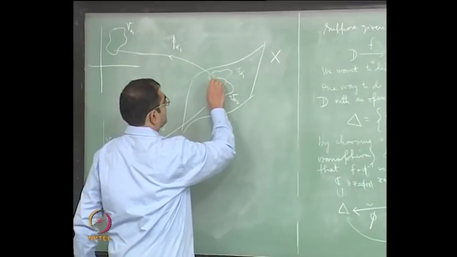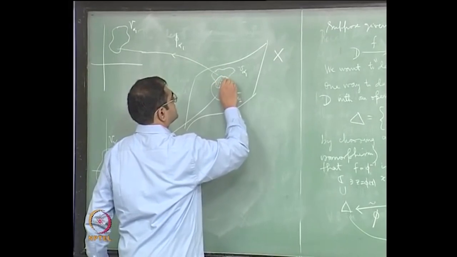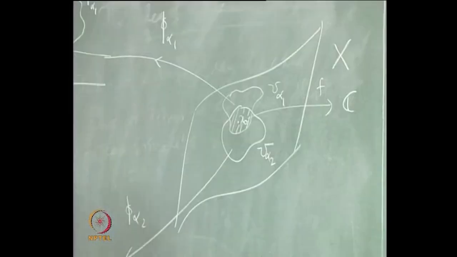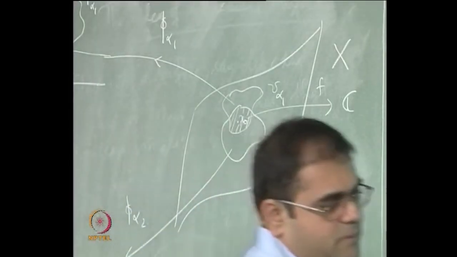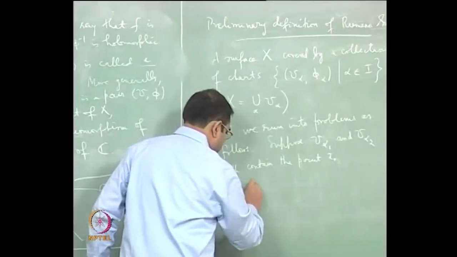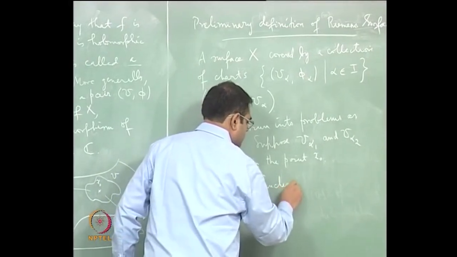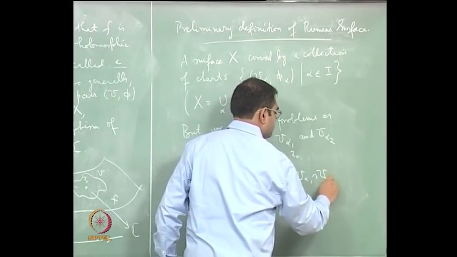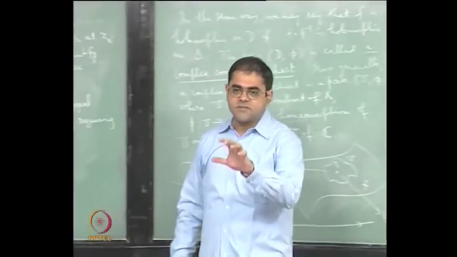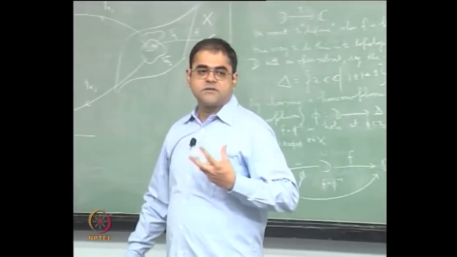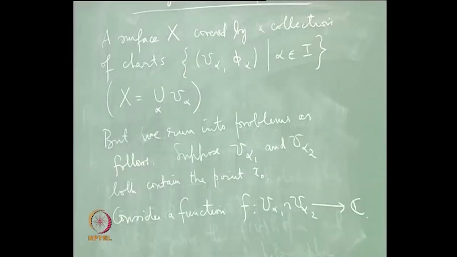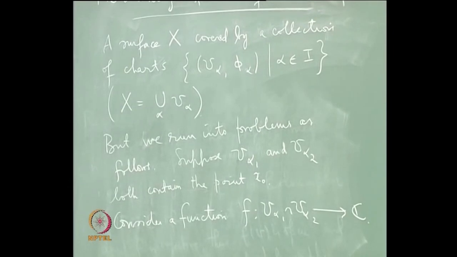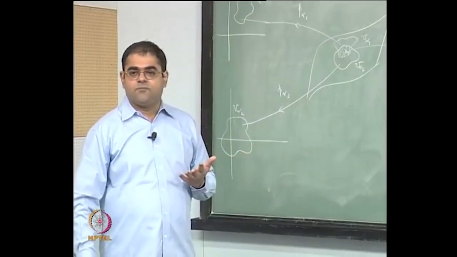And suppose that I have a function f that is defined on this intersection. Consider a function f from U alpha 1 intersection U alpha 2 to C. Suppose you have a function defined on that intersection. So in particular, you could consider a function defined in a neighborhood of the point x naught, and you could consider a small enough neighborhood so that it's in the intersection, right? And the difficulty we will run into is in trying to decide whether the function is holomorphic at x naught or not. The reason is because we have two ways of defining f to be holomorphic at x naught.